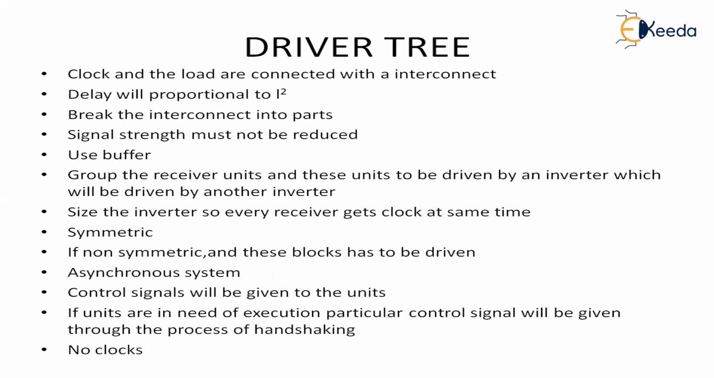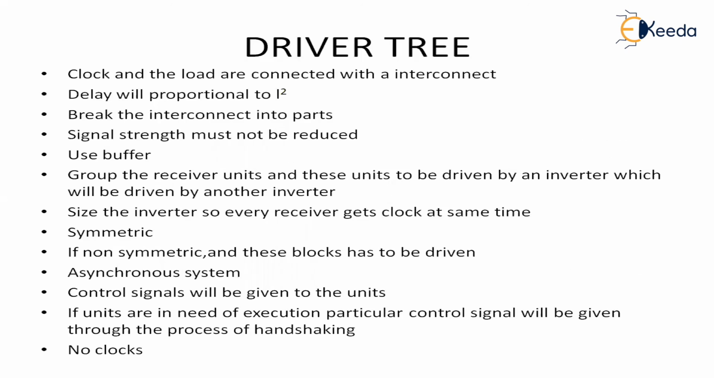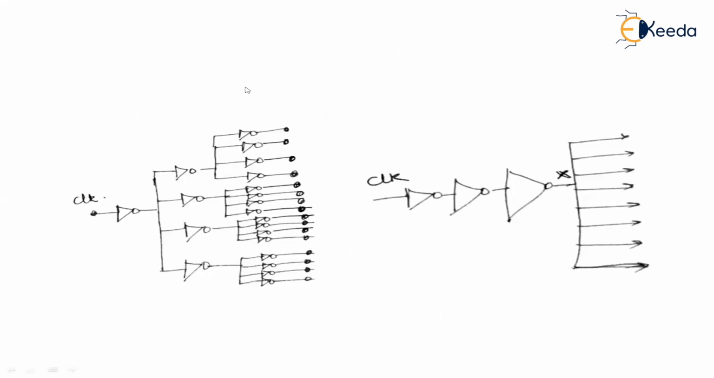So what is this? The clock and the load are connected with an interconnect. The delay, we know, is proportional to the length. So we are breaking my interconnect into parts, and as the signal strength must not be reduced, we are using buffers. Group the receiver points. We have done the grouping of 4 each. And these units are to be driven by an inverter, which is in turn driven by another inverter. Then we size the inverters so that every receiver gets the clock at the same time. First, we did the grouping.